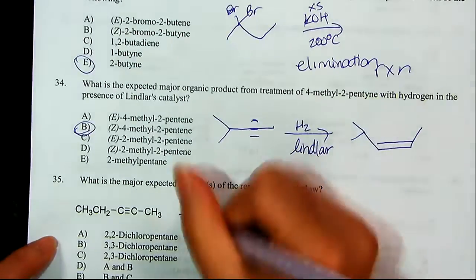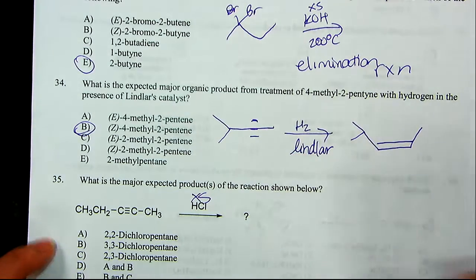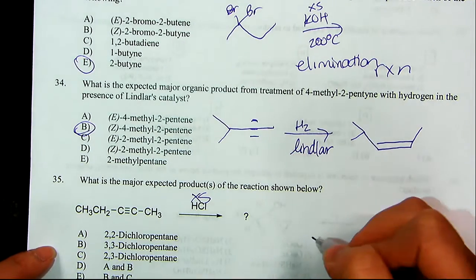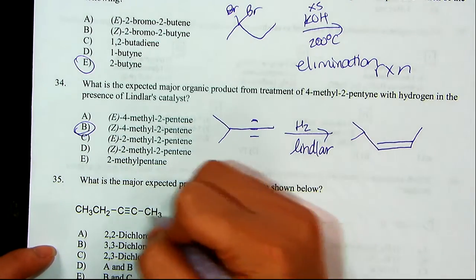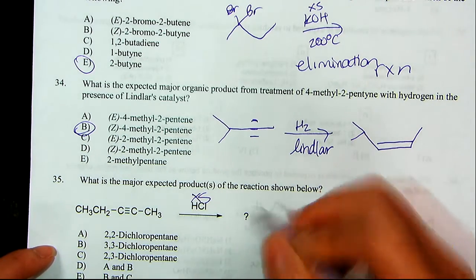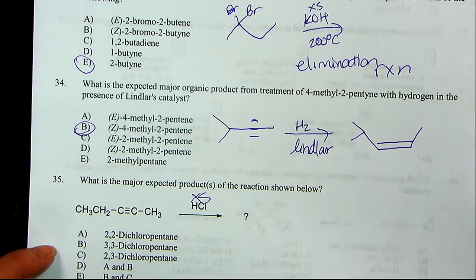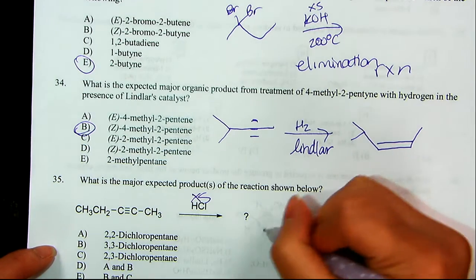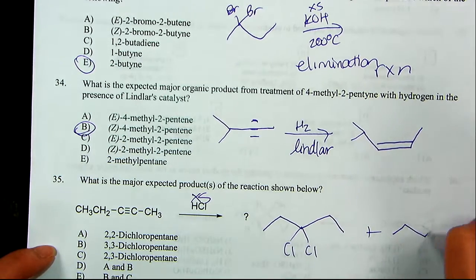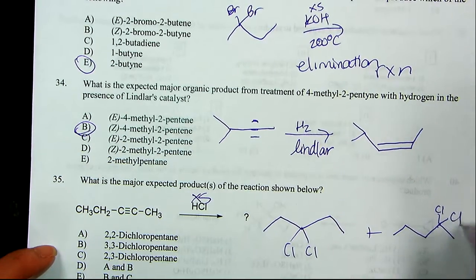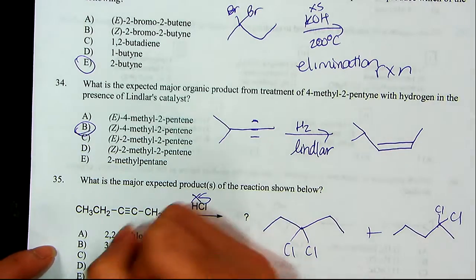35, hydrochloric acid, excess hydrochloric acid. Using excess, it's going to go to the more substituted side, but you can't tell which one is more substituted because they're both secondary carbons, so you'll get two products, this and this. When you name it, it should be D.